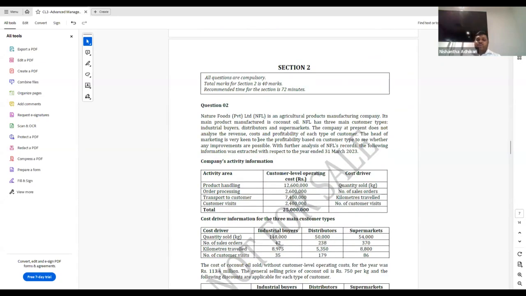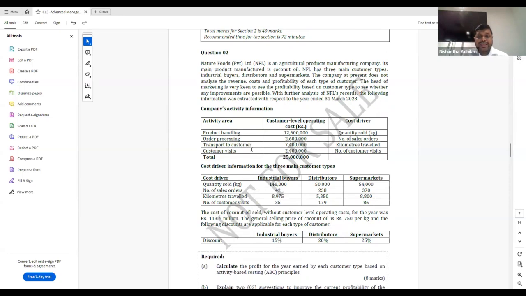Now look at section number two. In section number two, we are looking at activity-based costing. Look at this one: you are asked to calculate the profit for the year earned by each customer type based on activity-based costing principles. Okay, Nature Foods Private Limited, NFL, is an agricultural product manufacturing company. Its main product manufactured is coconut oil. NFL has three main customer types.